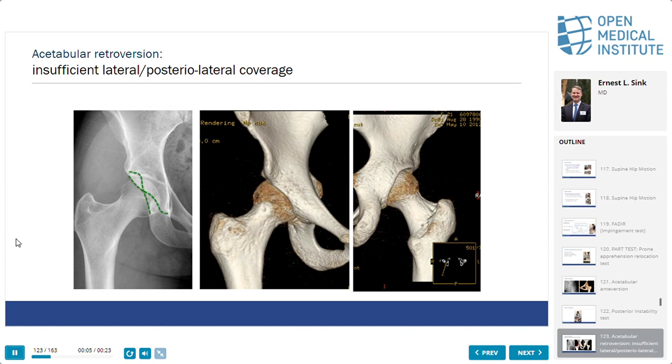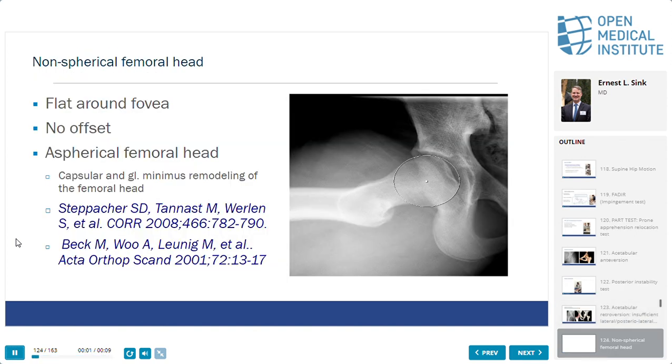anterior wall, looks pretty good, right? Covers the femoral head. Posterior wall straight up and down. So there's posterior lateral instability, okay? Which might impinge in the front and may be unstable in the back. Okay, non-spherical femoral head. This is an issue. It's flat here, and that's from a ligamentum teres that's hypertrophied and they're unstable.